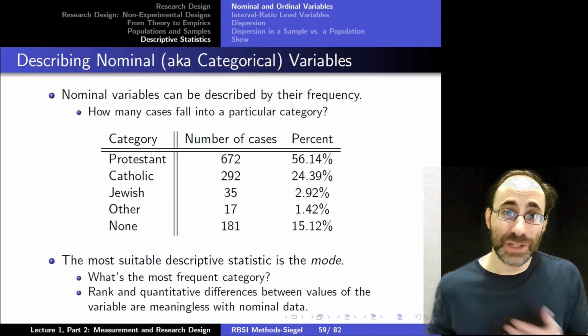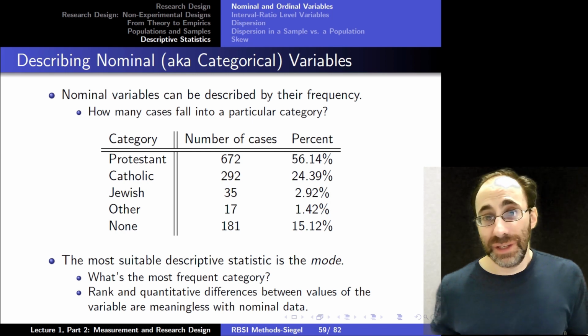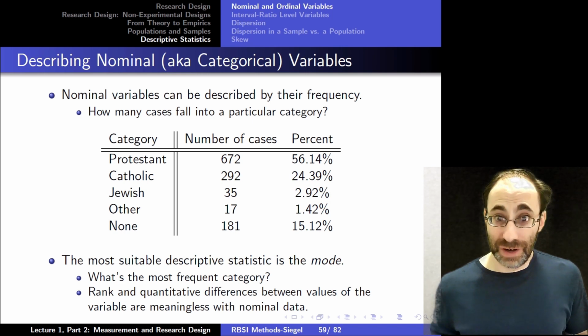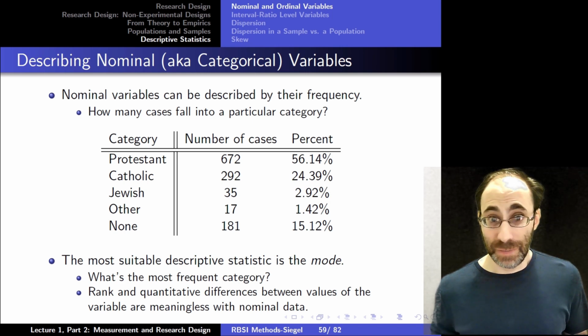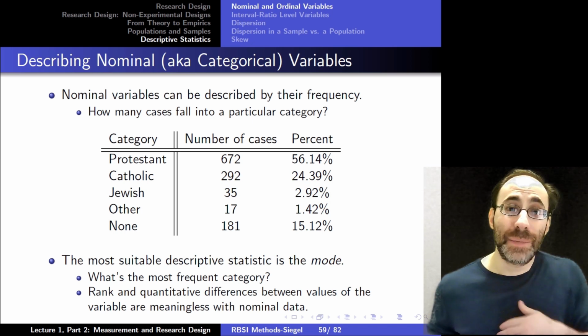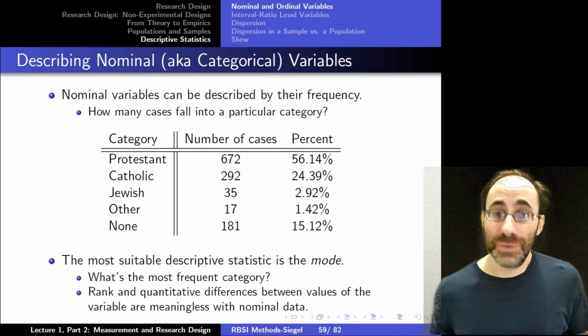You use each of these central tendency measures differently based on the kind of data you have. So for nominal or categorical variables that have no order at all, the only thing you can use is the mode. Right? So these nominal variables can be described by their frequency only.